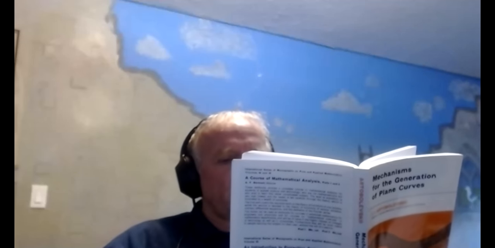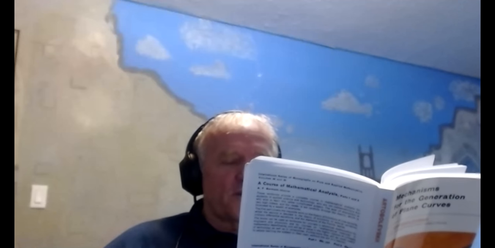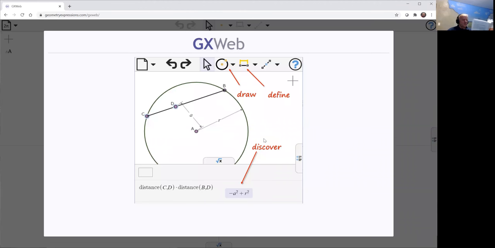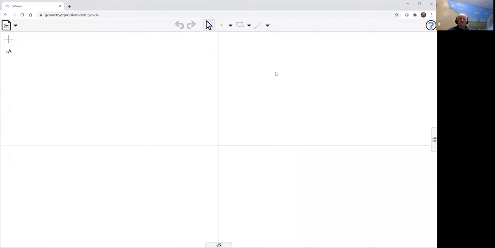So I'm going to look at a mechanism for drawing the Kappa curve, but also the conchoid and the orthoconchoid of the Kappa curve. This involves a right-angled triangle, which we've defined in a way that means we're going to have to help out GXWeb. But let me show you how this mechanism is defined initially.